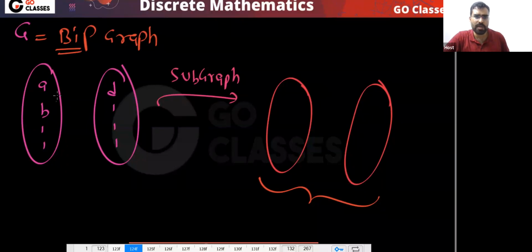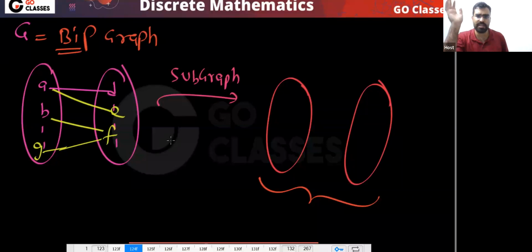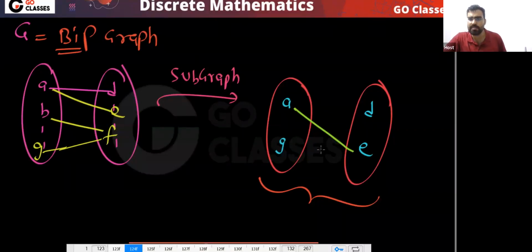Yes, no problem. For example, let's assume you have this type of graph. Now, if I delete some vertices, let me delete, for example, B comma F. And let me delete this edge, for example AD. So if I delete some vertices and some edges, then again what will I get? I will get a bipartition.